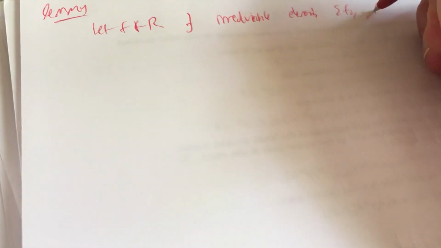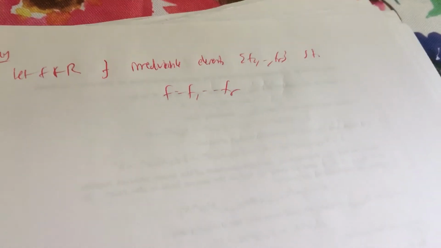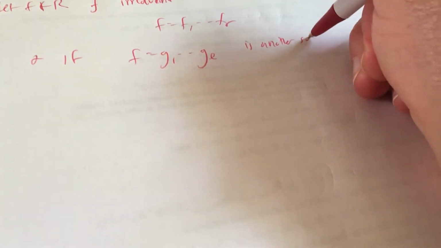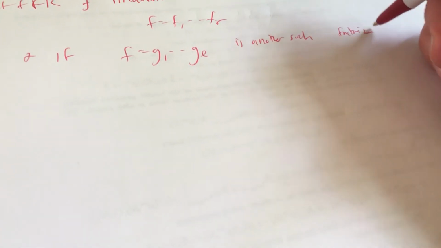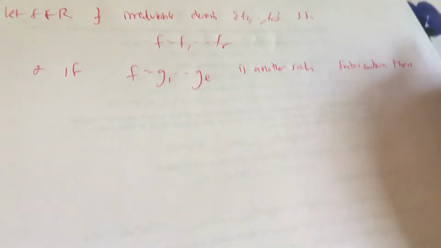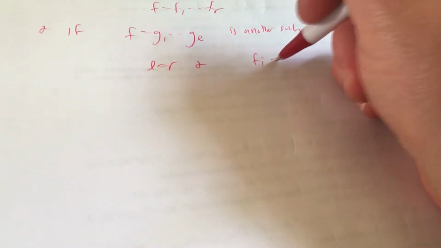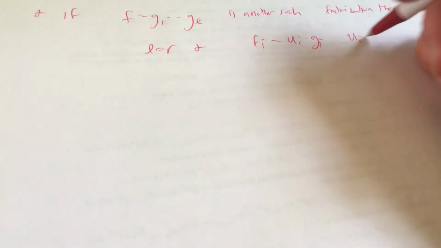Any element has a factorization into irreducibles. Let f in R. There exist irreducibles (irreducibles equals primes) f1, ..., fr, such that f equals f1 times ... times fr. And this factorization is unique up to units. And if f equals g1 ... gl is another such factorization, then l is r and fi equals ui times gi, where ui is a unit.